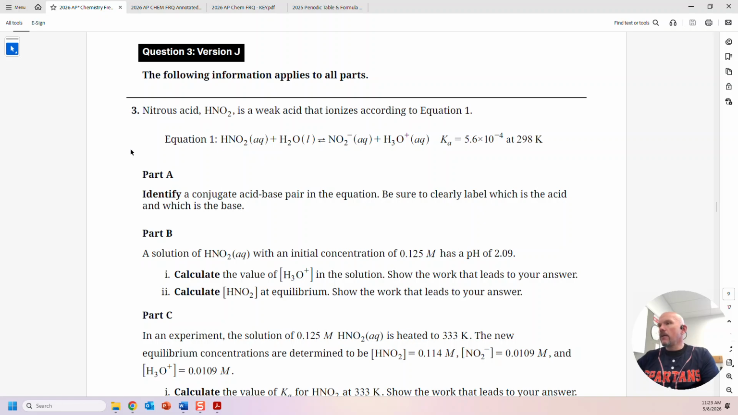All right, guys. So here we go. We got question number 3 on the 2026 AP Chemistry exam. So again, another 10-point question.